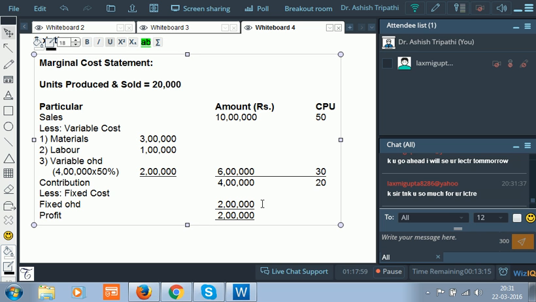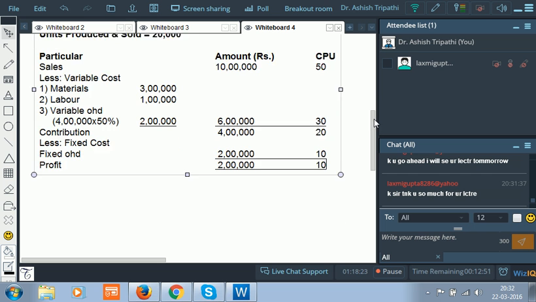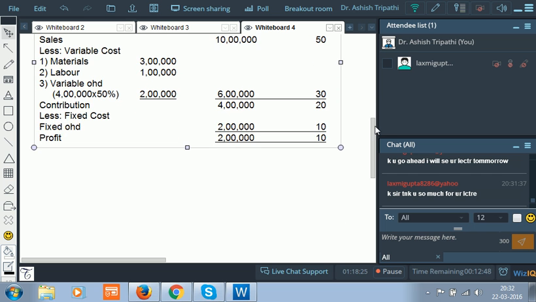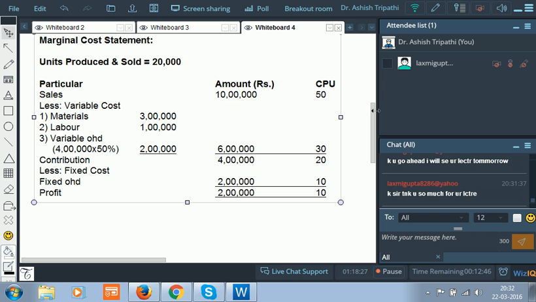Now we'll have to calculate the CPU of 2 lakhs. So 2 lakh divided by 20,000 will give you 10. Again 10. So this is how we were able to calculate the CPU and successfully we have completed marginal cost statement.